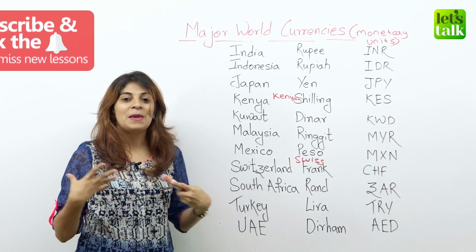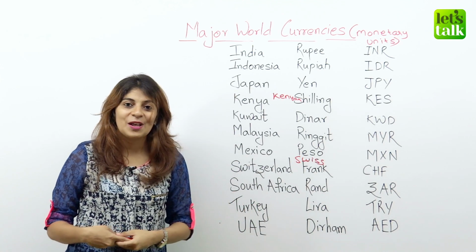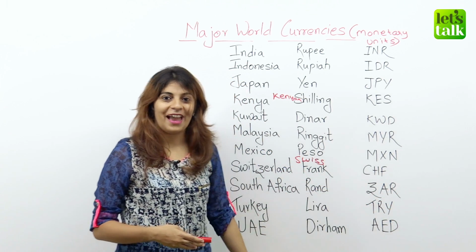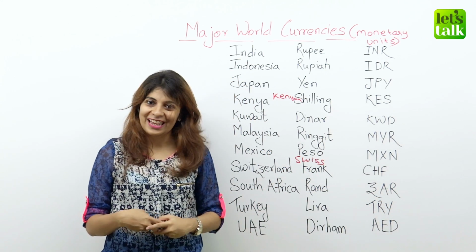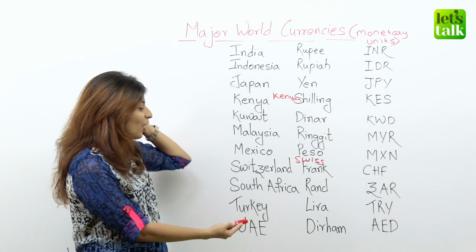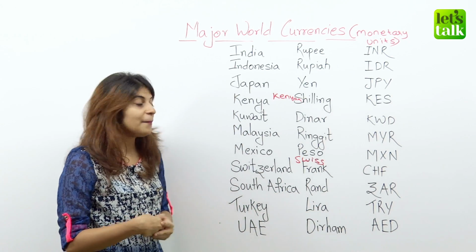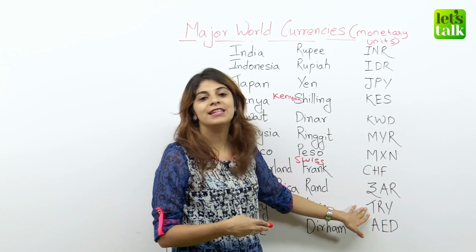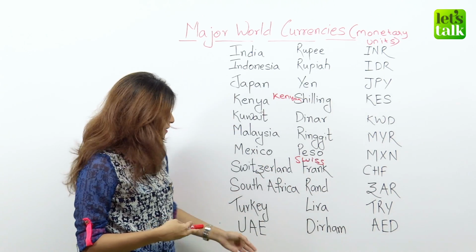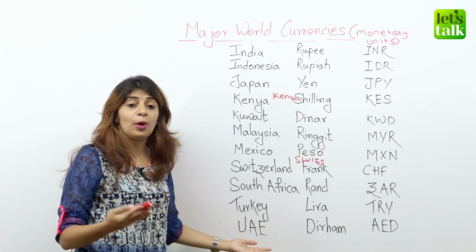All right. Then we have South Africa for you. In South Africa, the people of South Africa use the currency called rand, and the ISO code for this currency is ZAR. Okay. Then we have Turkey. Yes, Turkey, the land of beautiful museums. Well, in Turkey, the currency that people use is lira. Okay, and the ISO code for lira is TRY.